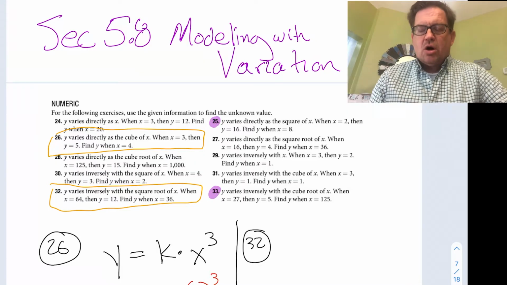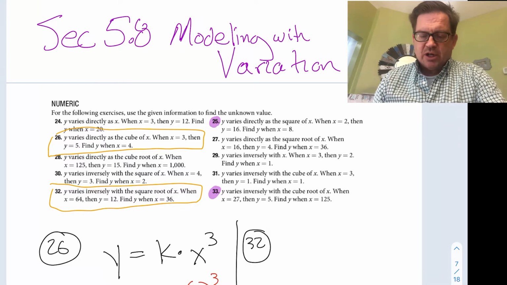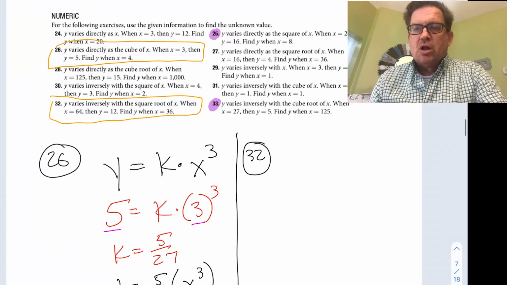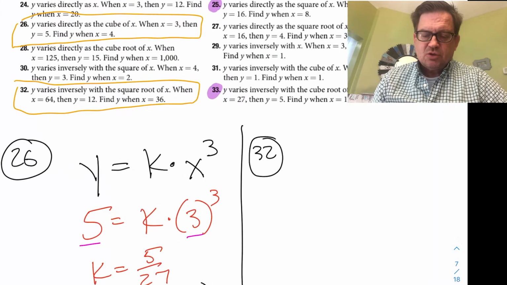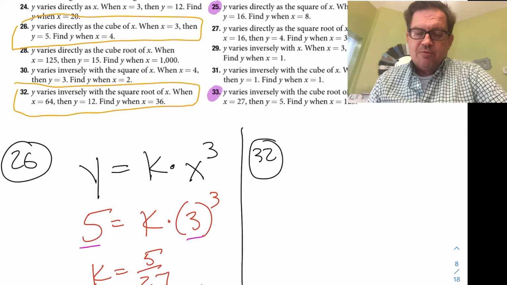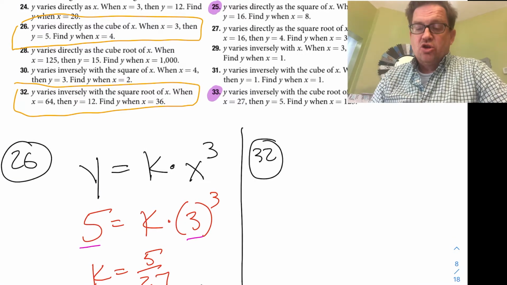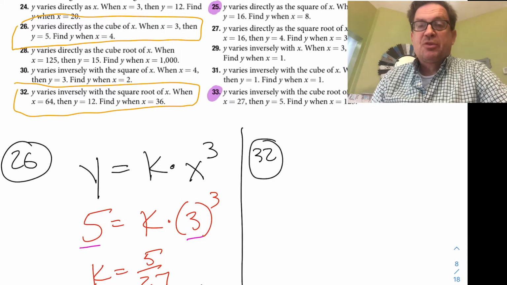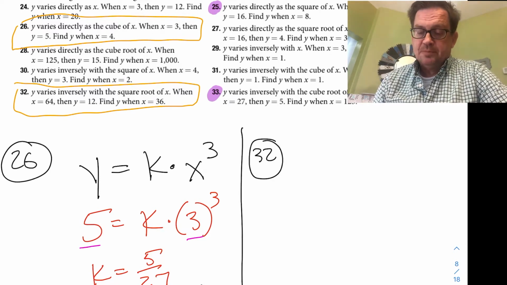Here's another video on section 5.8, modeling with variation. These are the typical homework problems that they have in the book. Like number 26, when y varies directly as the cube of x, when x equals 3, y equals 5, find y when x equals 4.